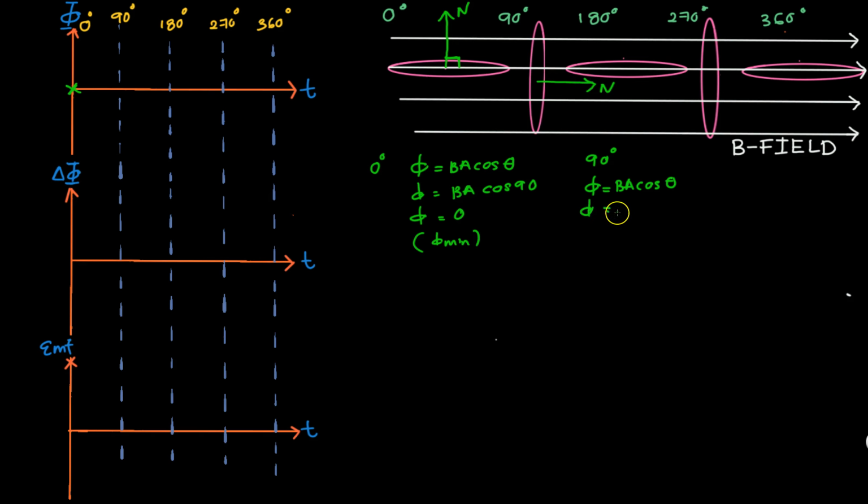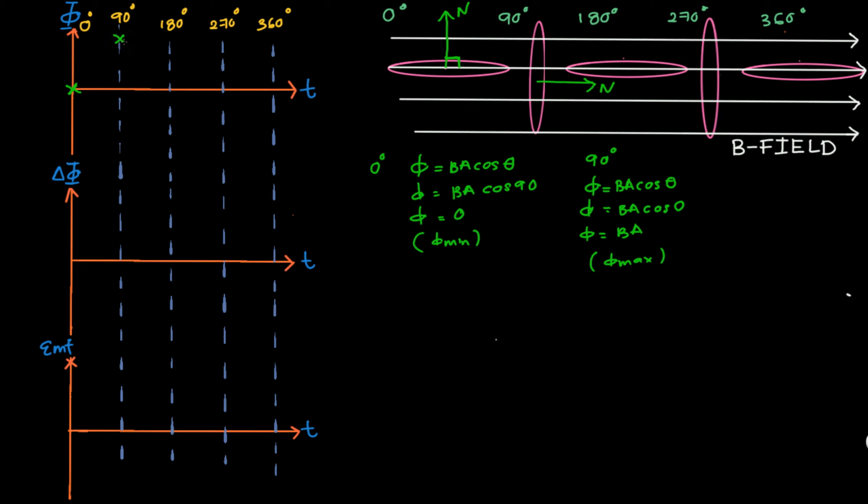So the flux this time is going to be equal to BA cos 0, which is going to give us a maximum flux because cos 0 equals 1. So the flux here is equal to BA only, which gives us a maximum flux. So therefore, for 90 degrees, you're going to form a maximum flux.